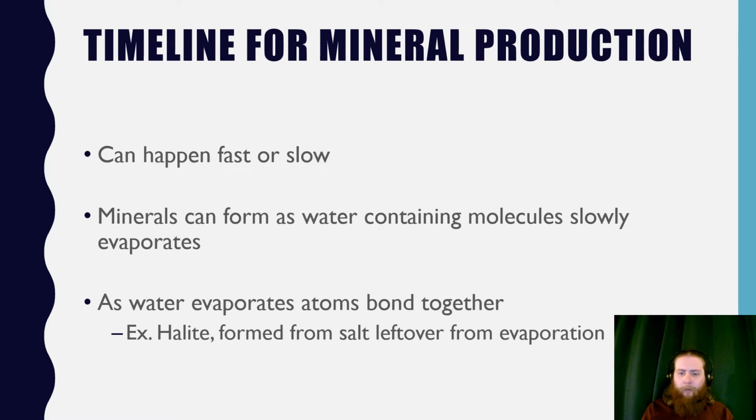Like we were kind of alluding to in the last slide, there's a timeline for mineral production. It can happen really fast or really slow. They can form as water-containing molecules slowly evaporate and leave the salt behind. As water evaporates, atoms bond together, and this is how we get halite, which is a mineral formed from salt left over from evaporation. As it slowly evaporates away, it leaves behind this nice crystal of halite.